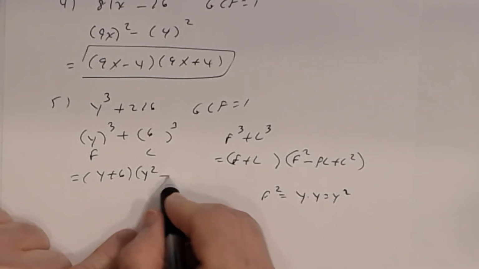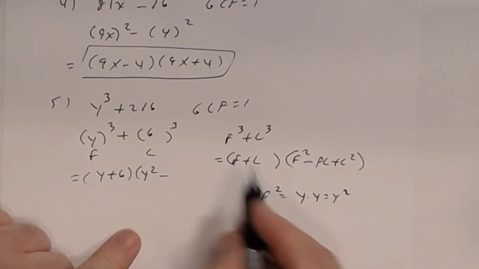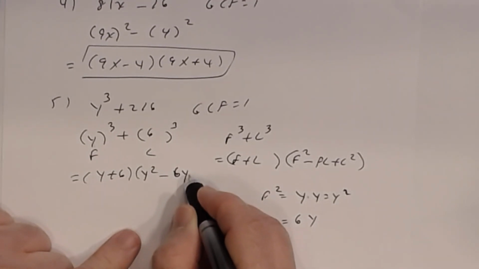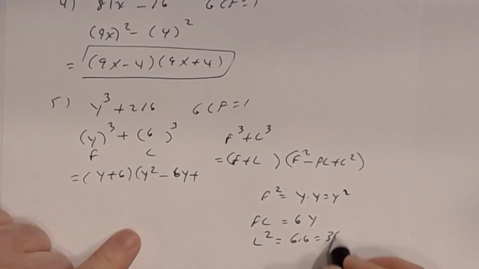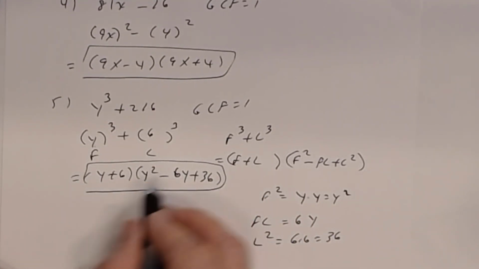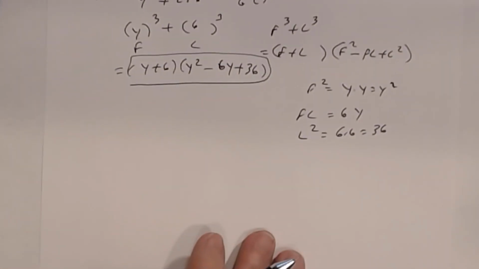And then minus F times L. So F is y, L is 6, so that becomes 6y. So that goes here, 6y. Plus, and then L squared. L is 6, so L squared means 6 times 6, which is 36. And that's it. There's your answer there. So binomial times trinomial. All right, let's do one more.